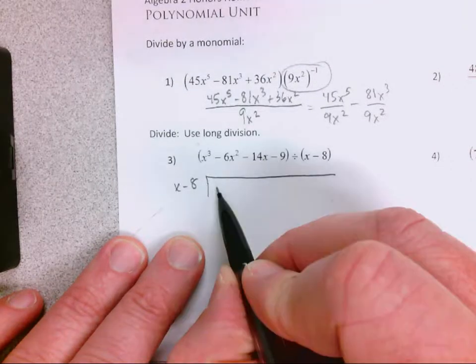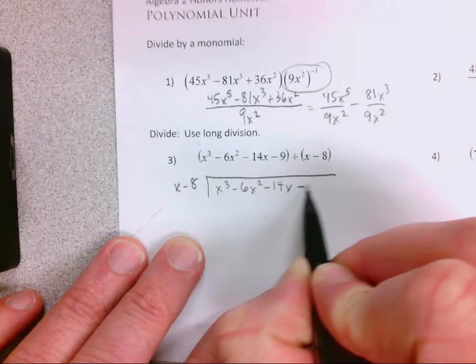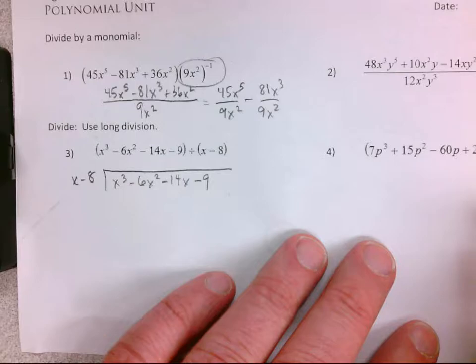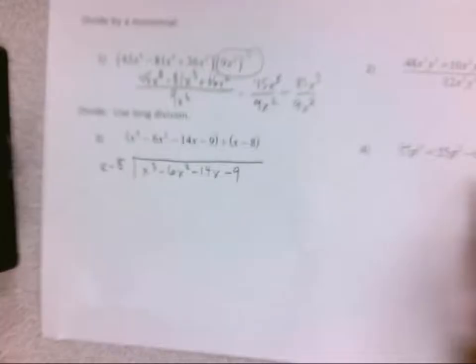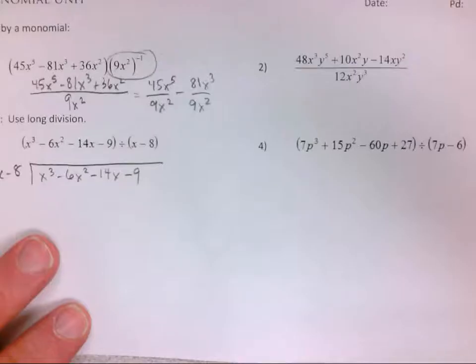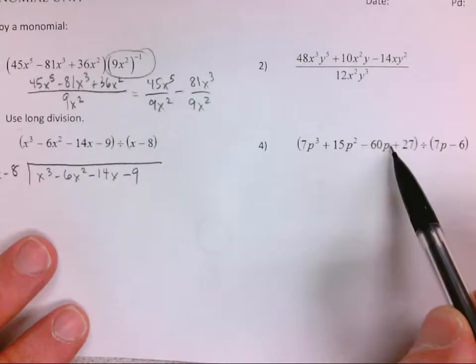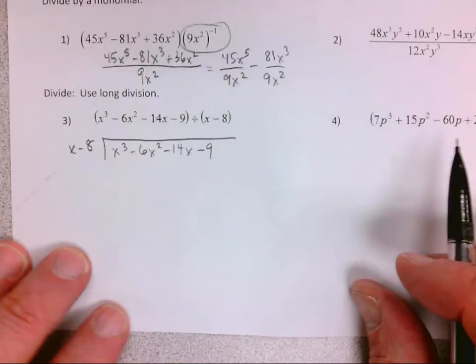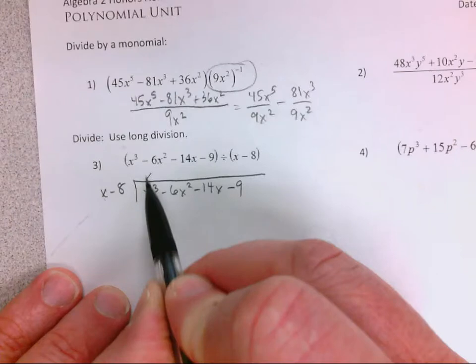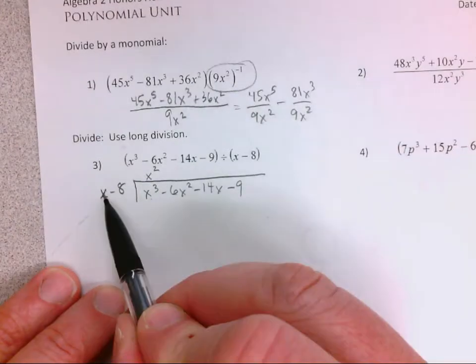So I'm looking at this one over here. Do I have every power in order? 3, 2, 1, 0. Yep. So I could just write them as they are. Okay. Now I'm going to see x times what gives me x to the third. So I write x times x squared, just like regular division. Now I multiply back. So I have x to the third minus 8x squared. I'm not changing anything to negatives. I'm writing parentheses.